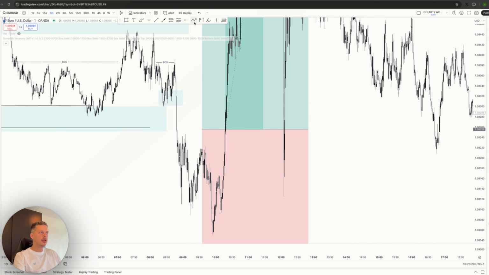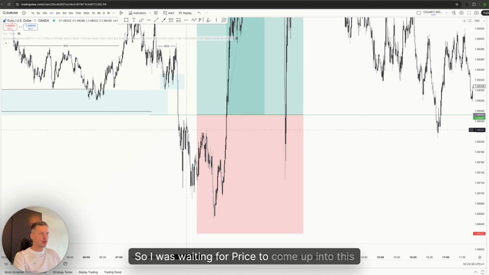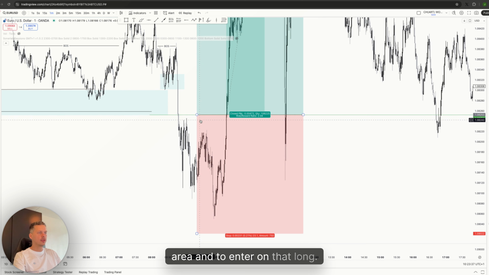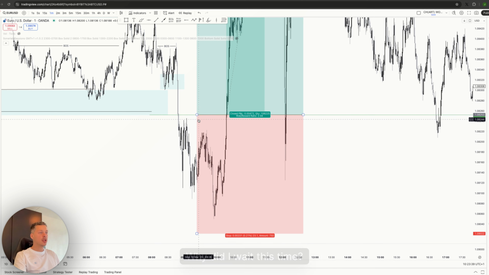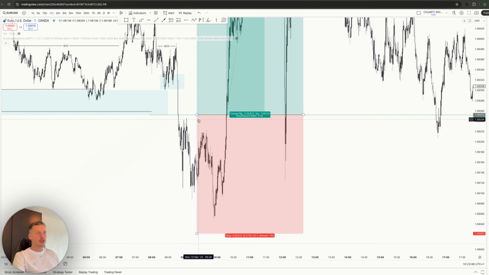What we can see is my entry was on that low of the support, which was here. Oh, my bad, which was here. So I was waiting for price to come up into this area and to enter on that long. Why did I wait this time? Because price was so aggressive towards the downside. I don't know where it will end. It can end anywhere, right?